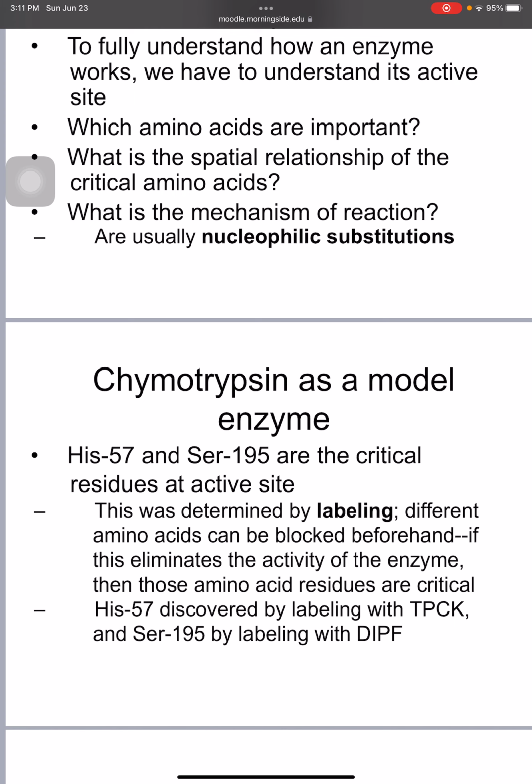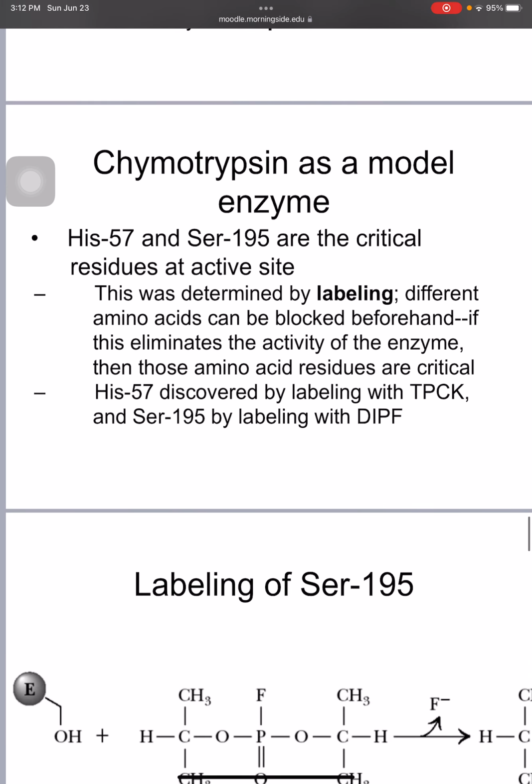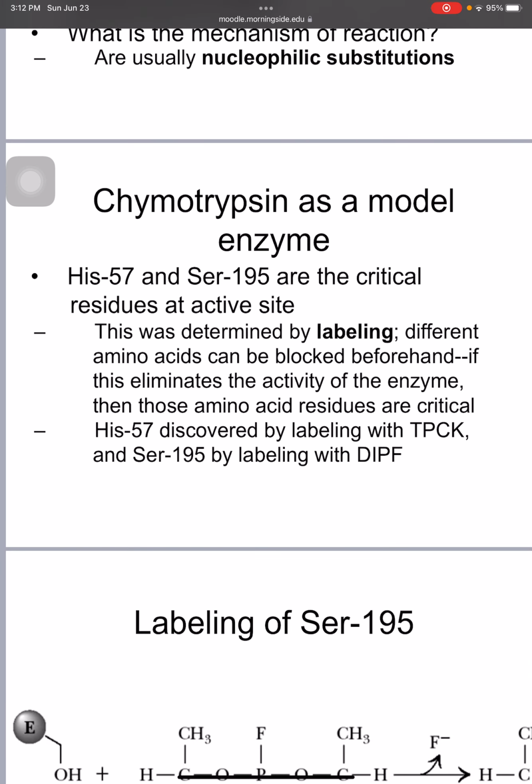Sorry, I had the hiccups. So, yeah, that takes a long time. So, somebody took chymotrypsin and went through the process of labeling each one of its amino acids by blocking it off and then seeing if it still did the job it was supposed to do. Basically, after all this, they found that histidine 57 and serine 195 were the critical amino acid residues. I'm not going to go too much into how they labeled them. They are here.